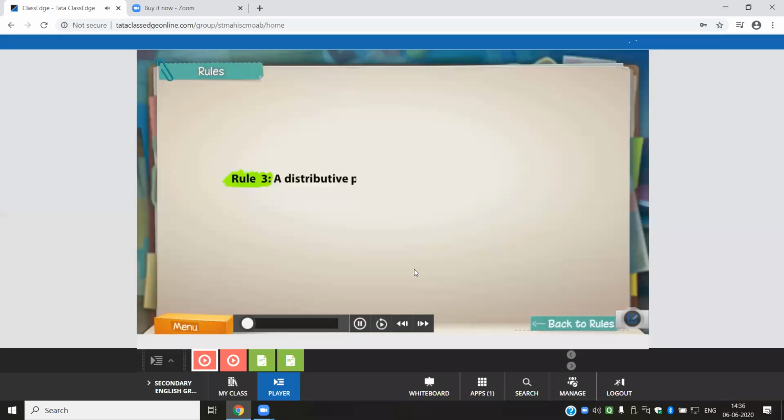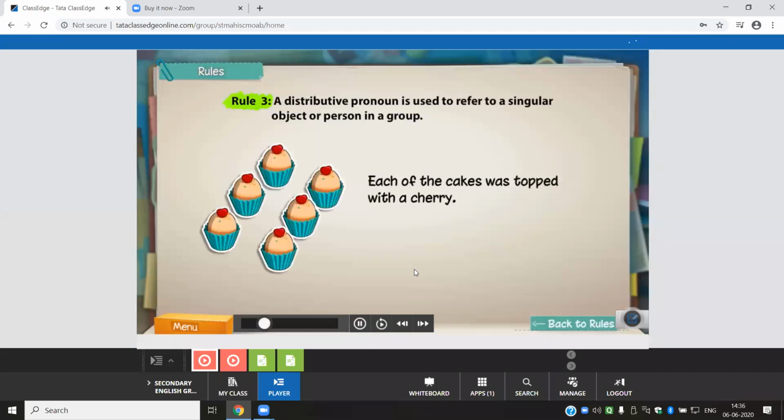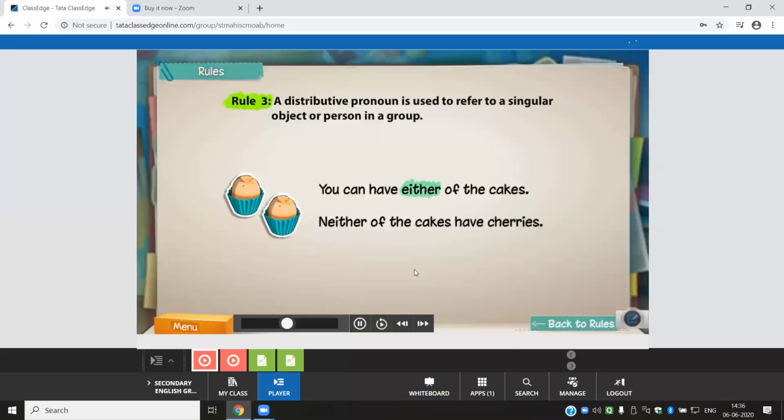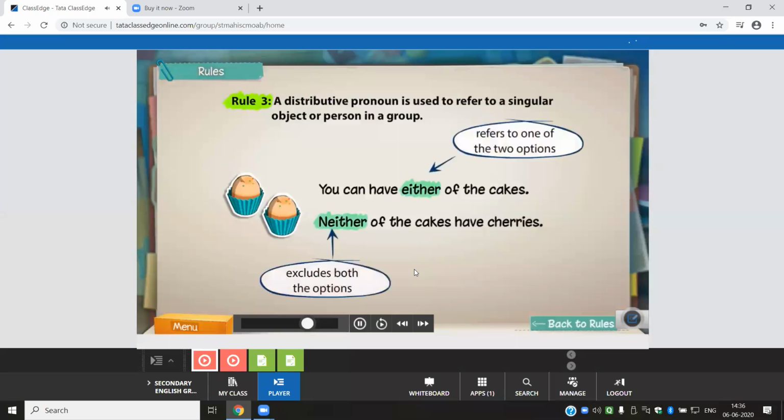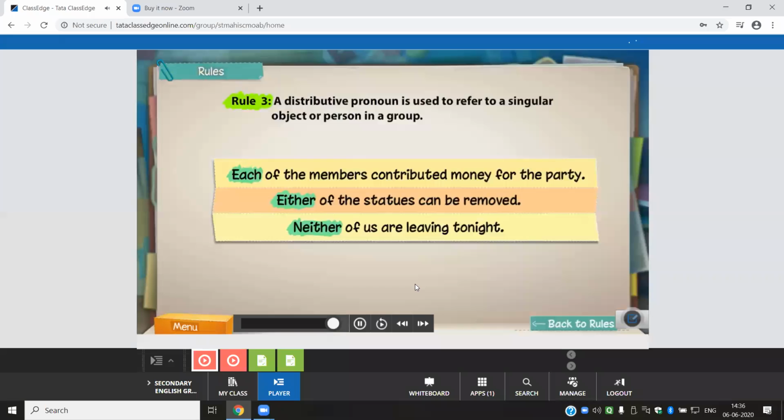You can use distributive pronouns to refer to a singular object or person in a group. For example, each is used to refer to separate people or things in a group. Either is used to refer to one or the other in a group of two people or things. Neither is used to exclude both the options in a group of two. It is the negative of either. Each, either, and neither can be used as distributive pronouns as shown here.